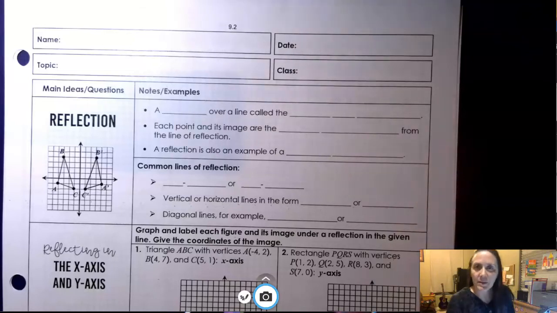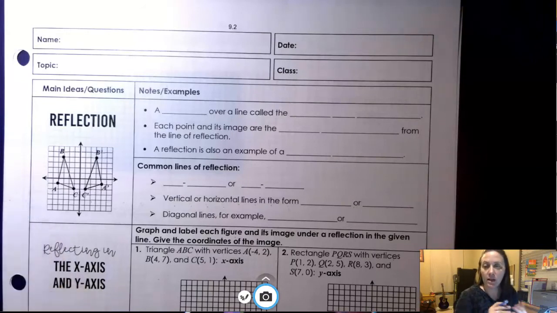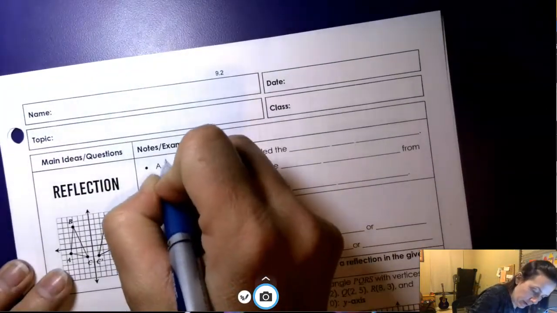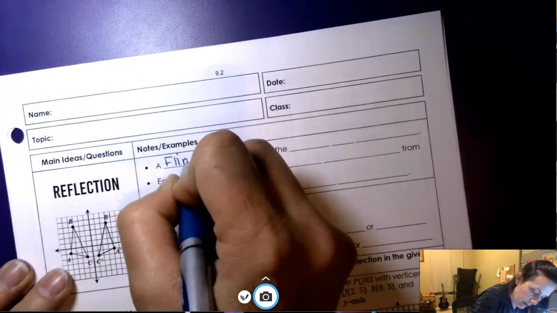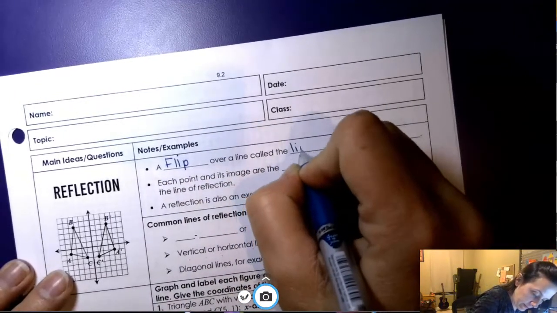So welcome. This is 9.2, which is page 82. This is our second set of transformations. Our transformations can be a translation, a reflection, or a rotation. Today we're going to talk about reflections. A reflection is a flip over a line called the line of reflection.